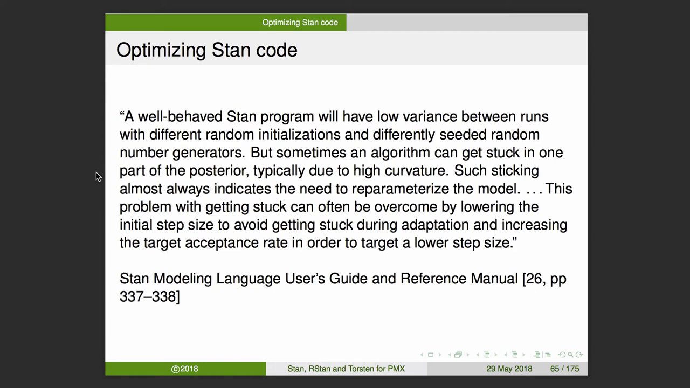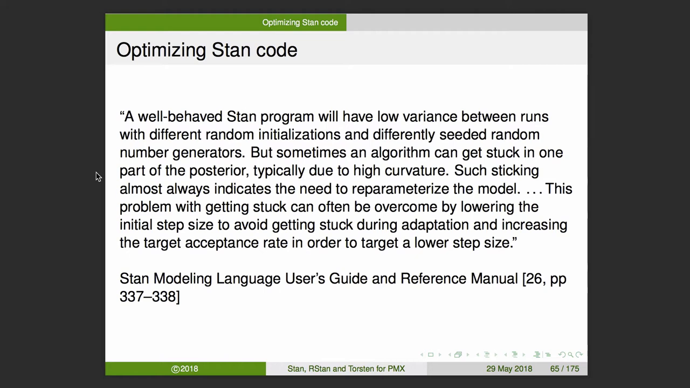Do I want to read that whole thing? Probably not. It's basically making the argument about what a well-behaved Stan program looks like in terms of the sampling outcomes that you see. If you see things that don't meet these, it points out that sometimes the algorithm can get stuck in a part of the posterior, typically due to very high curvature of some kind, and that kind of sticking usually is an indicator that you may need to do some reparameterization to deal with that.